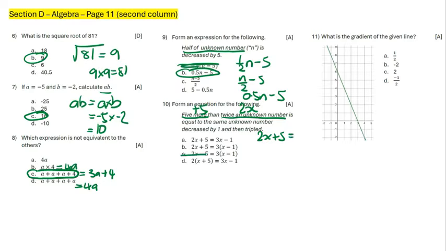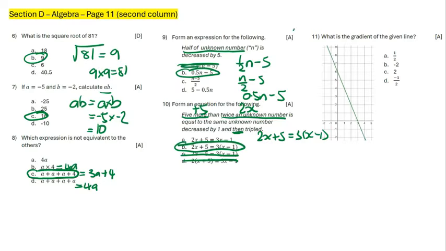So straight away, I know it's not going to be C, and I know it's not going to be D. So it's got to be one of the other ones. It's equal to the same unknown number decreased by 1. So that means it's x minus 1, and then tripled. The word then normally gives it away. That means there's some brackets there because you want the minusing 1 first, and then the tripling. So we're going to do our bracket. The minusing 1 happens first, and then we do our triple, and that matches B.